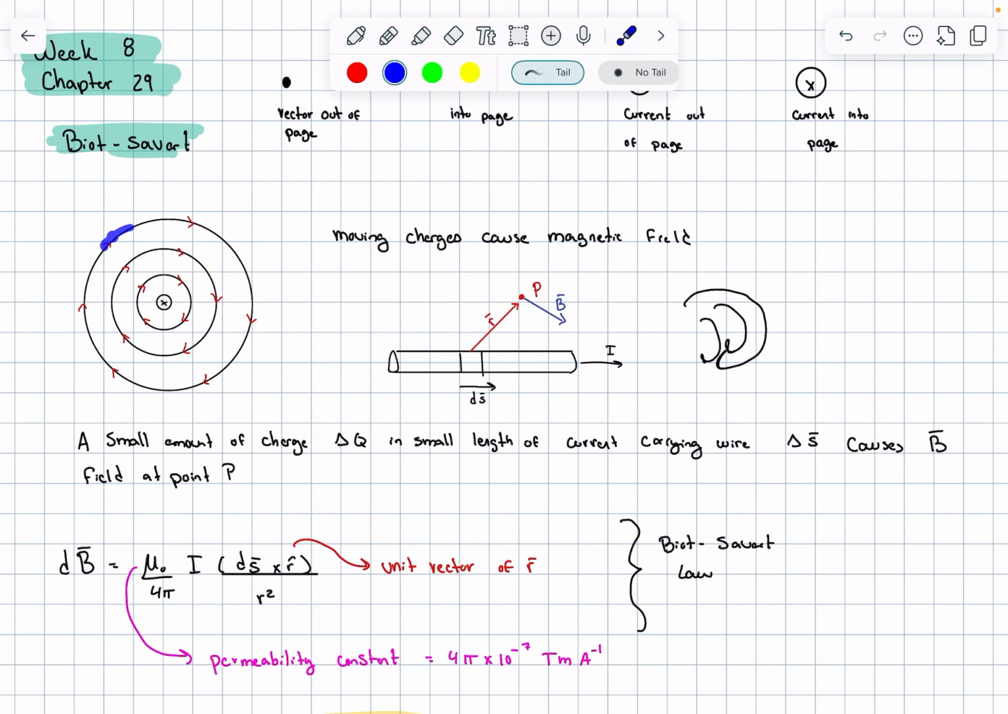So we see that the current is going into the page, and the magnetic field is denoted as going clockwise as well. So that's how you intuitively figure out what it looks like.